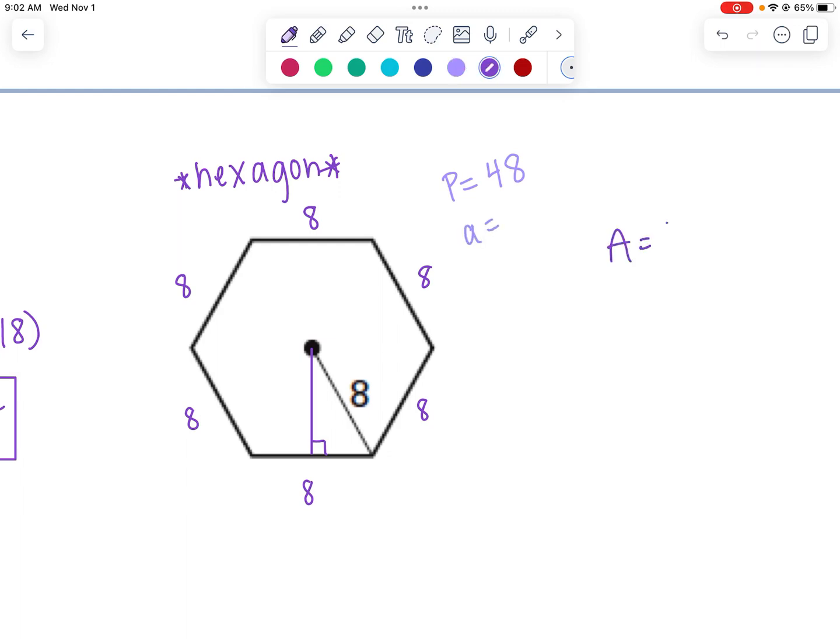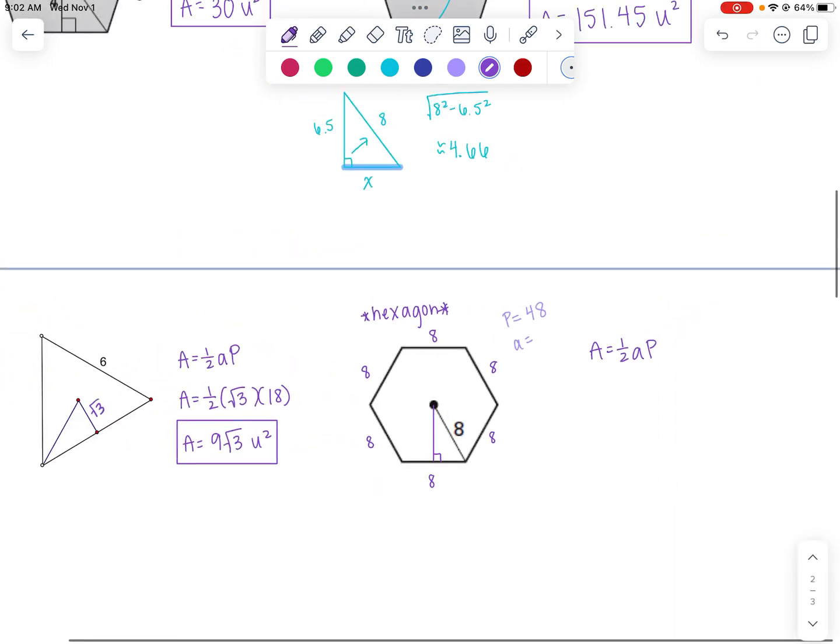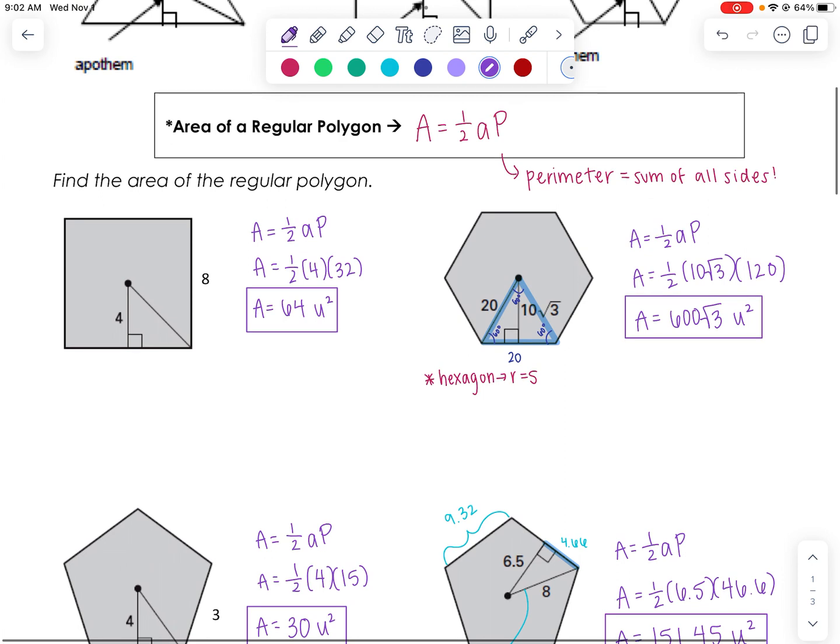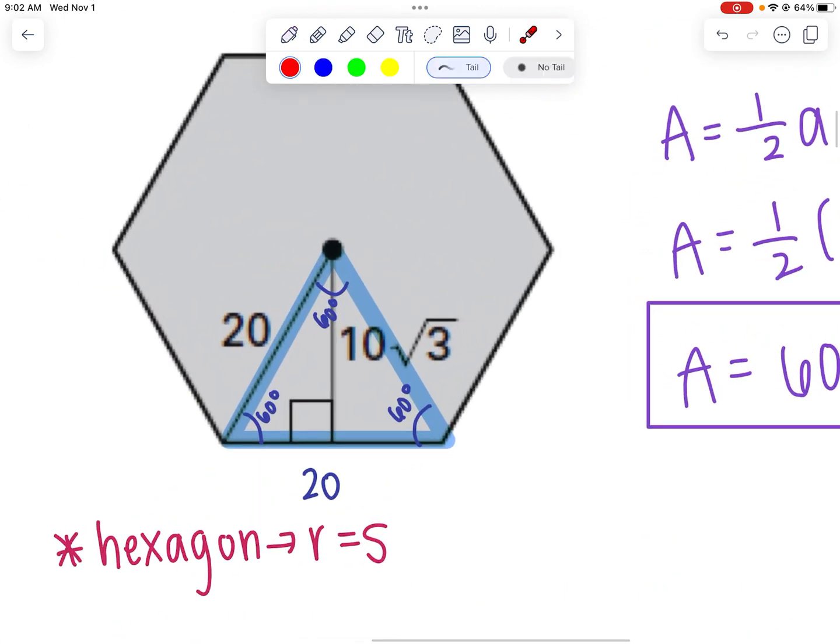Remember that for area, I have to do 1/2 little a capital P. So I need that apothem in there. And if I go back, hexagons like triangles have a pattern. And like I said earlier, you don't have to memorize this pattern. I'm going to help you out with this. But if I look at this pattern, 20, 20, 20, half of 20 would be 10 root 3. Hexagons and triangles, because they have 3 sides and 6 sides, you end up with all these 30, 60, 90s within, and you get this pattern. So if I have 20, 20, 20, half of 20 would be 10, tack on a root 3.